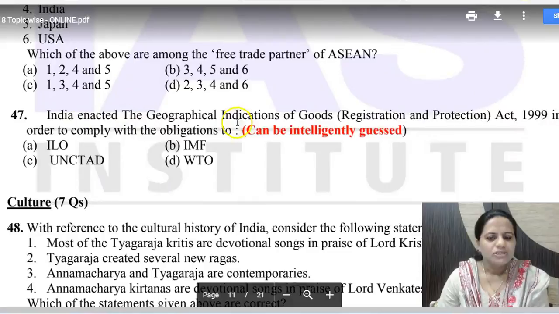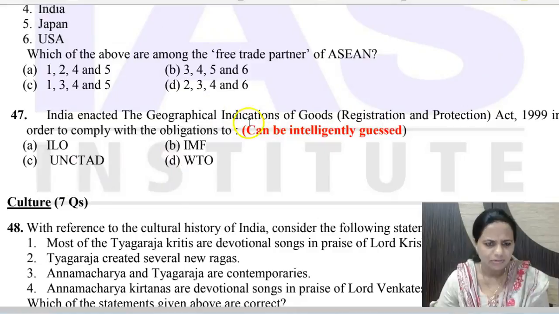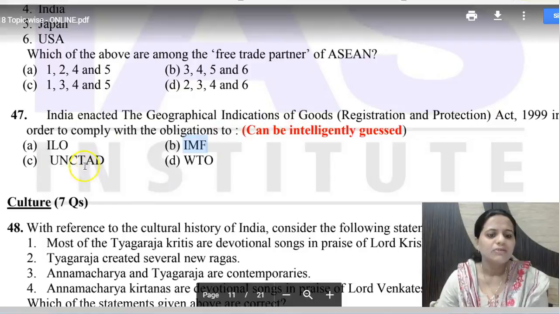India enacted the Geographical Indications of Goods Registration and Protection Act of 1999 in order to comply with the obligations to ILO, IMF, UNCTAD, WTO. So this is regarding GI, Geographical Indications. So this is regarding trading in goods. ILO is regarding labor, so it has nothing to do with labor. IMF is the International Monetary Fund, which provides loans as such too. So again, GI may not have anything to do with it. UNCTAD is the UN Conference on Trade and Development. So here, of course, Convention on Trade and Development is one aspect, and WTO is the last one.